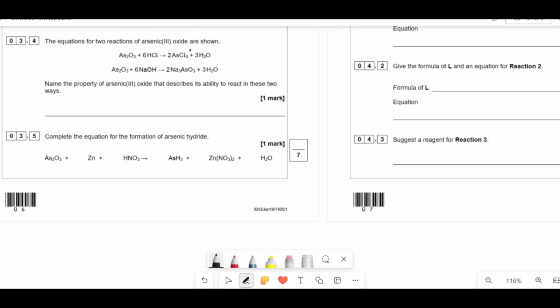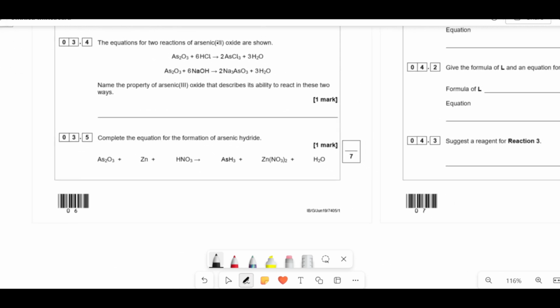So here's two reactions of arsenic oxide. Name the property of arsenic oxide that describes its ability to react in these two ways. So here is showing As2O3 plus 6HCl makes this, and As2O3 plus this makes this. That's an acid, that's a base. So it's able to react with an acid and a base. So it is amphoteric. Because acids react with bases, bases react with acids. So if this is acting as a base, that's got to be acting as an acid. And here, if this is acting as an acid, that's got to be acting as a base. So there you go.